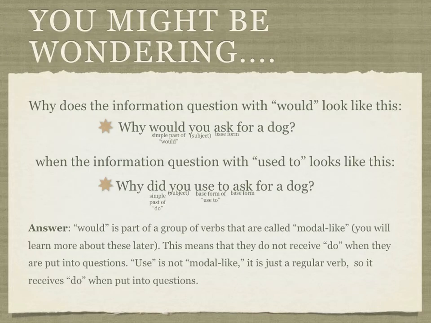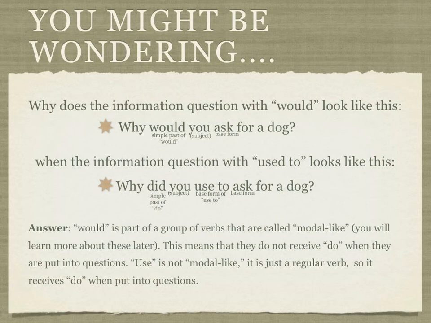So finally, you might be wondering, why does the information question with would look like this? Why would you ask for a dog? When the information question with used to looks like this: why did you used to ask for a dog? Notice that the why would you doesn't have a do verb, and the why did you used to ask for a dog does have a do verb.